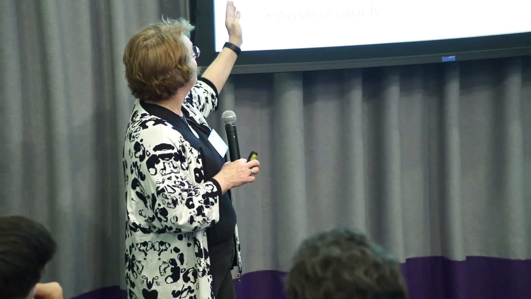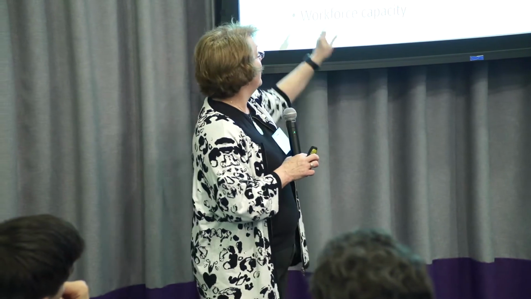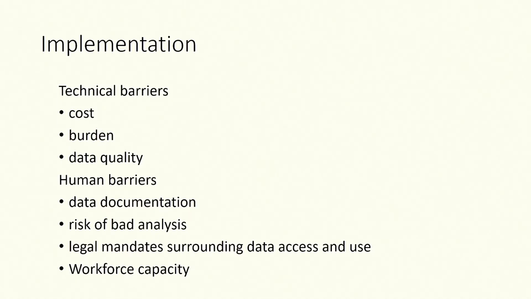So when you're thinking about building evidence-based policy, there are lots of challenges, right? There are technical barriers in terms of cost and burden. There are human barriers. People worry a lot about, with these new types of data, there's very poor documentation in general. You don't have a federal statistical system putting the information together. And so, quite rightly, evidence-based policy that is based on bad data and bad analysis is not what you want to have, right? So you've got to figure out what you're going to do.